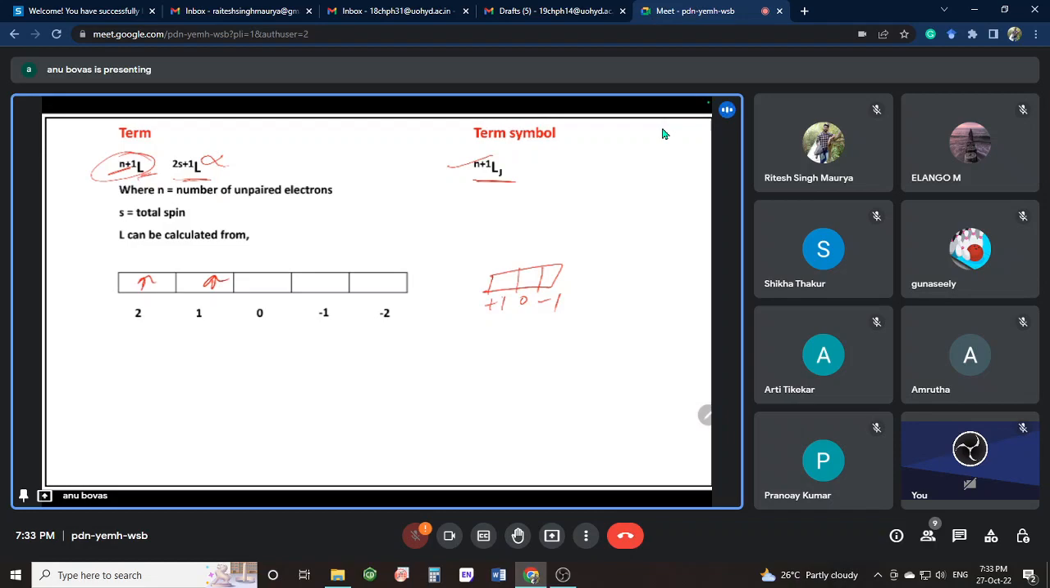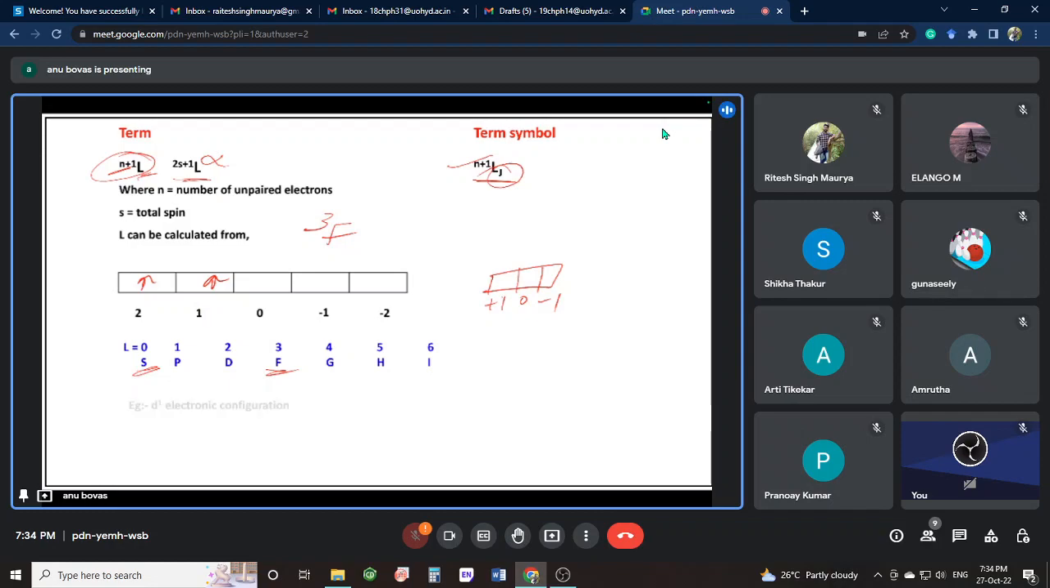So you already know the two terms, right? In this case, the number of unpaired electrons n is 2, so n plus 1 is 3, and L is 2 plus 1, so L is also 3. Based on L, if L is 0 we represent it by S, and if L is 3 we represent it by F, and so on. L is called the total orbital angular momentum, and J is called spin orbital coupling. How will we find J? That is also very simple. J is L minus S when it is less than half filled, and L plus S when it is more than half filled.